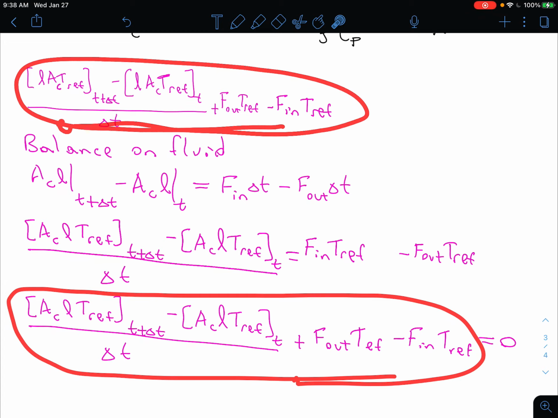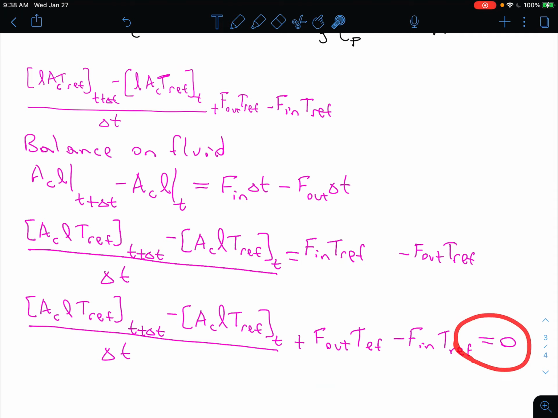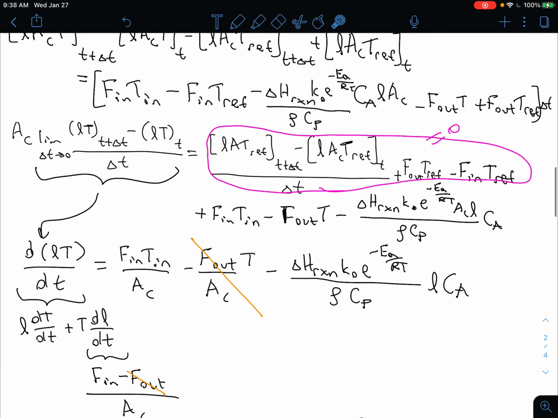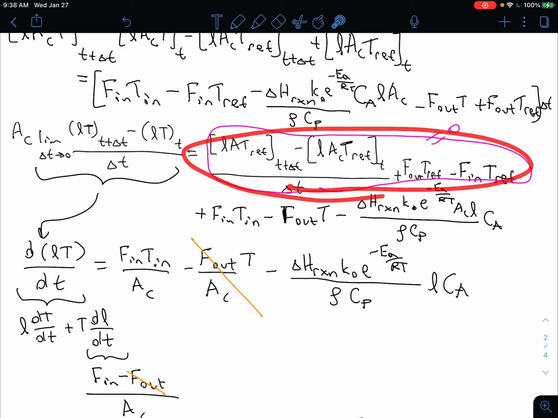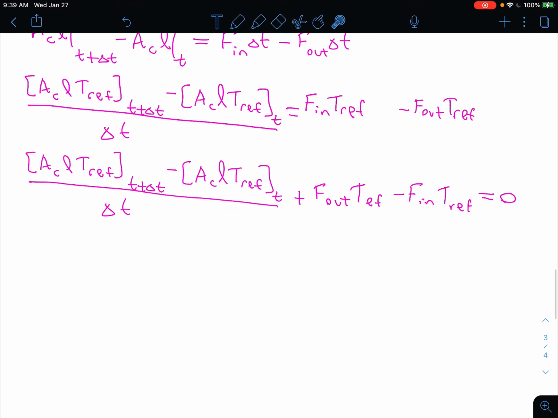So now the two circles, I'm just reviewing, yes, they are the same thing. And so this is equal to 0 because that follows from the balance on the fluid. So even though that may not have been so easy to see at the time we were doing the energy balance, it is correct that I just dropped those terms because they add up to 0.